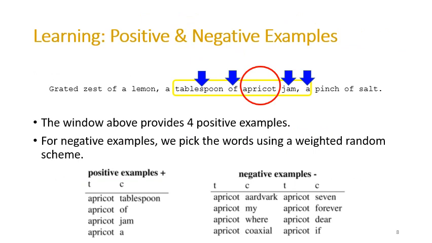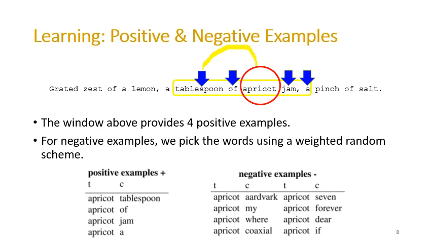If you think about the supervised learning context, you have to have data that are labeled as positive and labeled as negative. Let's look at the window here. In the window here, the target word is apricot, and there are 4 context words: tablespoon, of, jam, and a. So this window provides 4 positive examples. Tablespoon is yes, a context word of apricot. Of is also yes, a context word of apricot. Jam is also yes, and a is also a context word of apricot.